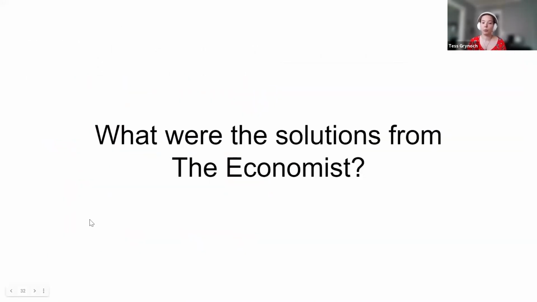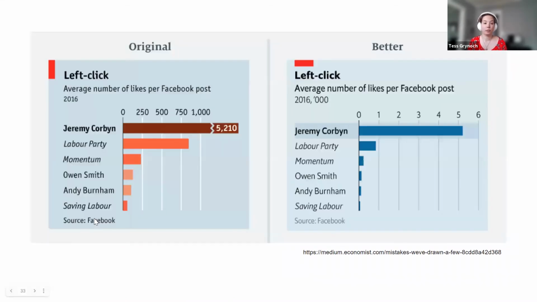And for the discussions, we recommend showing the solutions that the Economist came up with. So for the example we were just showing, the message the chart is trying to get across, or one that might come up in the discussions, is how far Jeremy Corbyn surpasses other British political parties and candidates in the number of Facebook likes. And what is misleading about this chart or preventing the message from getting across? The Economist article indicated that it was the truncated scale.